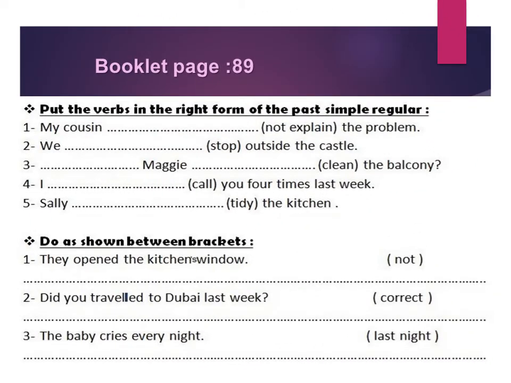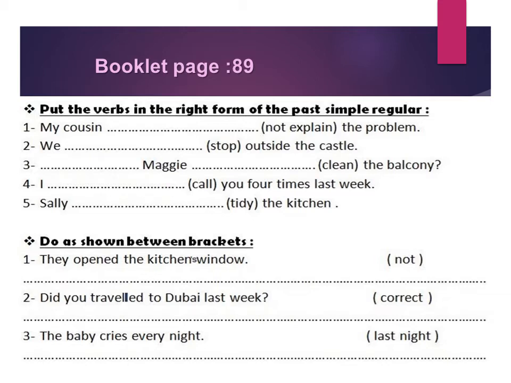Put the verbs in the right form of the past simple regular. My cousin not explained the problem. Here we have to make the negative form of the past simple. So we will use the helping verb did plus not plus the verb in the infinitive form. You don't have to add anything to the verb. So the answer will be my cousin didn't explain the problem.